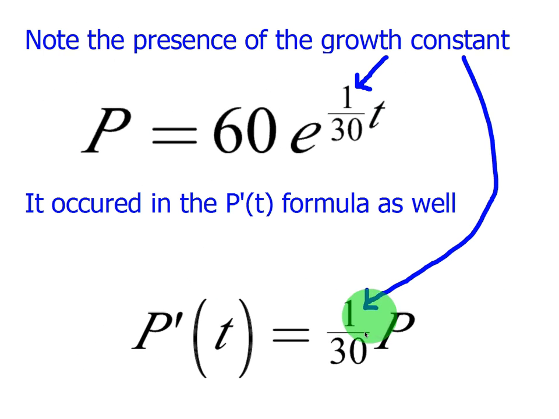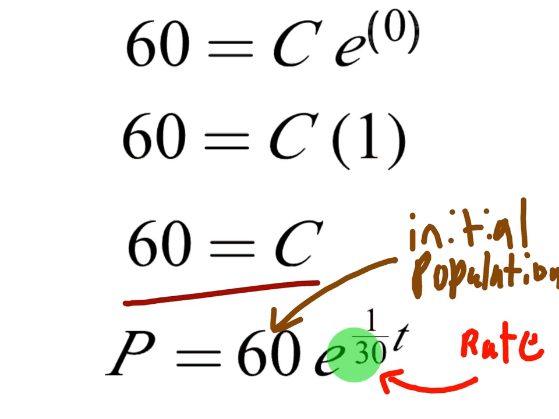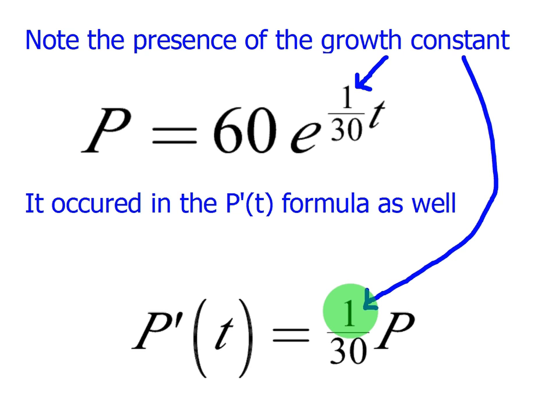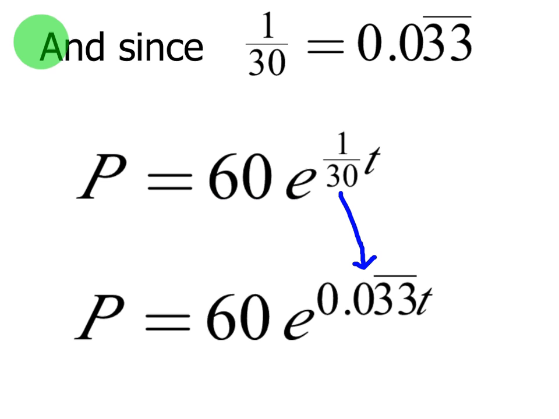Note the presence of the growth constant. So that number that we just showed right here is the growth constant, and it will always be that number that's to the left of the variable. And again, you will use the letter k to denote the growth constant, and you can see where it showed up in the initial differential equation. The rate at which the population of the rabbits was increasing is equal to 1/30th of the current population.